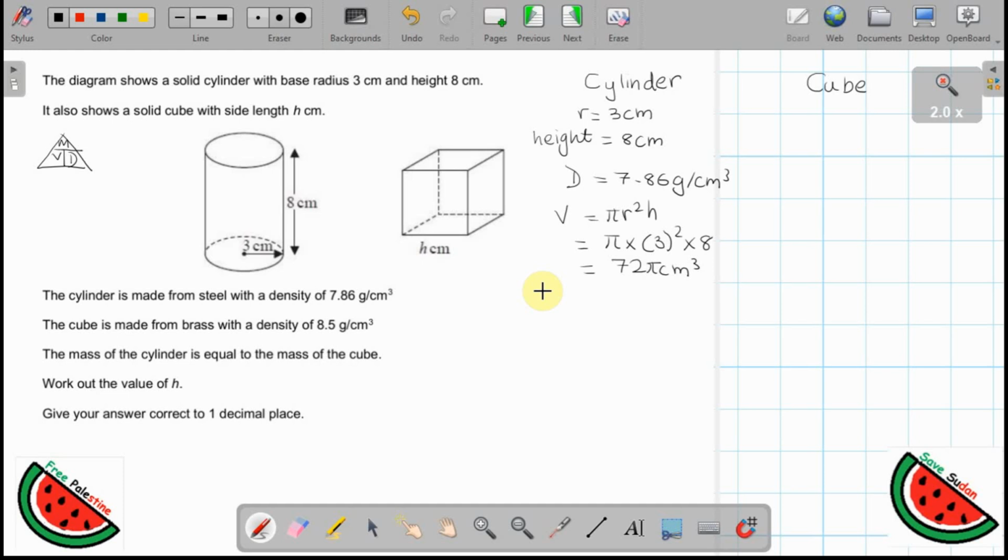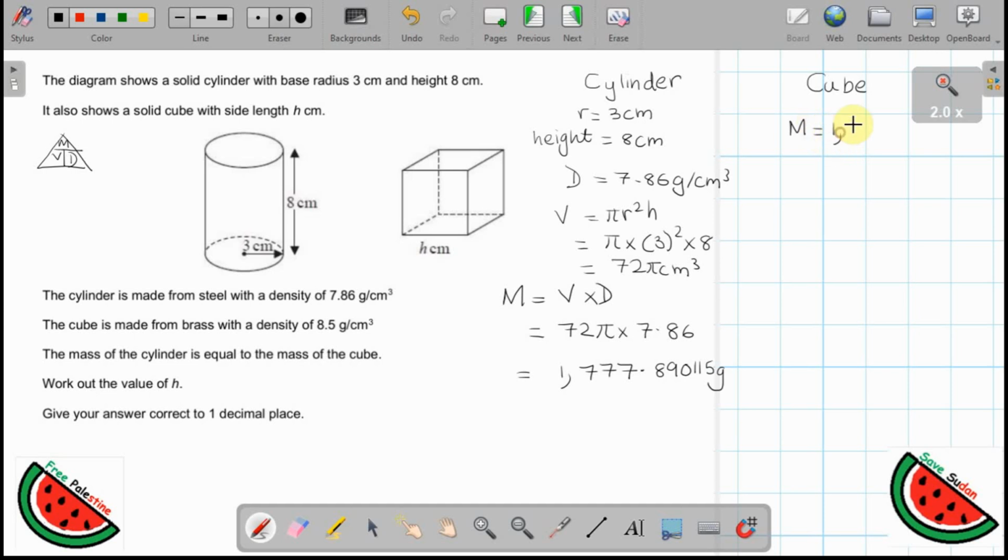I know the density is 7.86 grams per centimeter cubed. Now I can find the mass of the cylinder, and mass will be volume times density. The volume is 72 pi, and I multiply it by 7.86. Let's see what that gives me on my calculator. It gives me 1777.890115 grams.